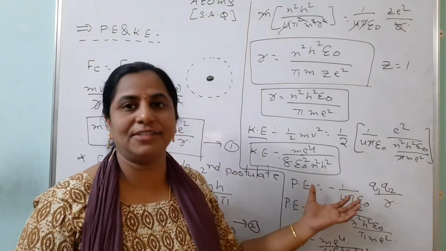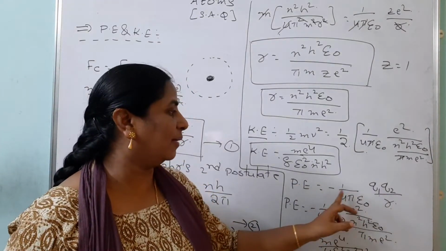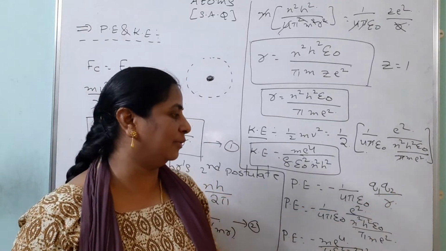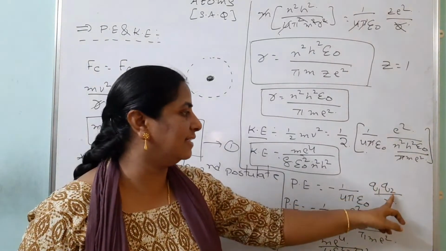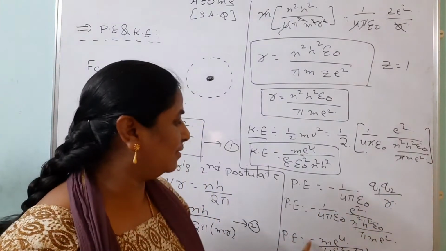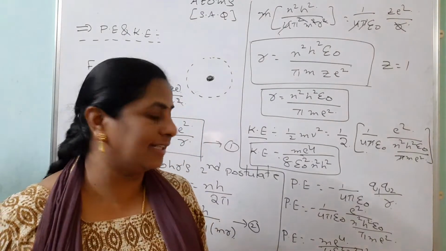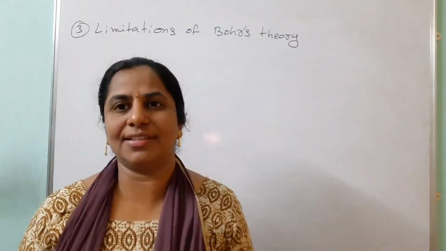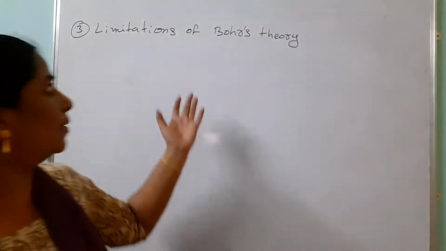Then potential energy, we can go through the electric potential energy, 1 by 4 pi epsilon naught q1 q2 by r. So instead of q1, the charge of the electron, and this is z square by, after this we are getting potential energy equals to minus m e to the power of 4 by 4 epsilon naught square n square h square.